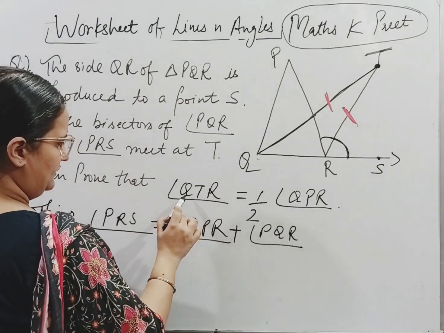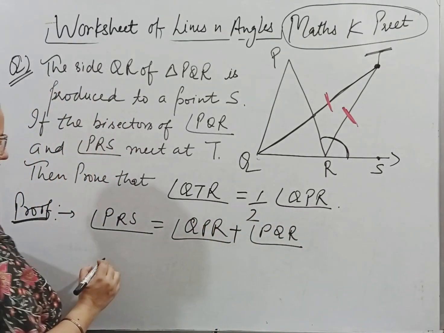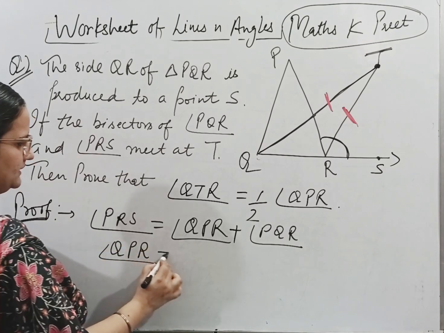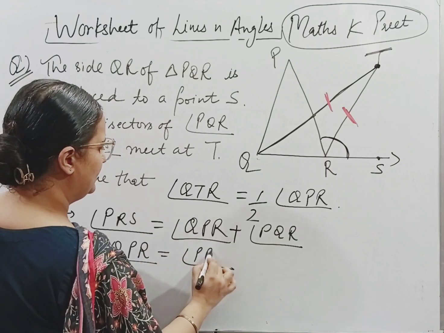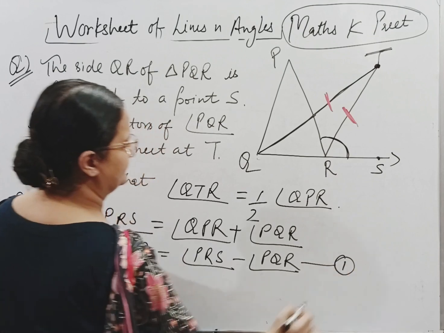So in the question we have QPR. QPR is this. We will take this QPR on one side and the rest of the angles on the other side. So this QPR further can be written as PRS minus PQR. Mark it number 1.